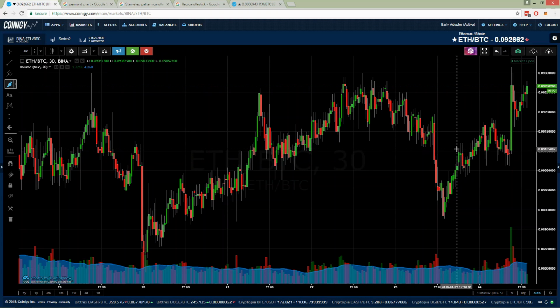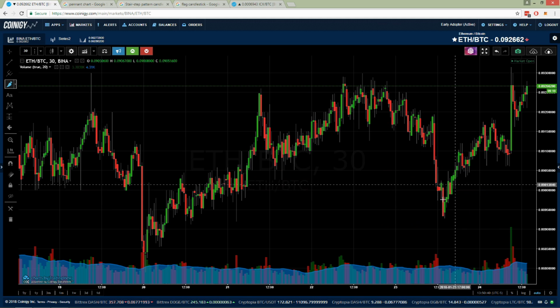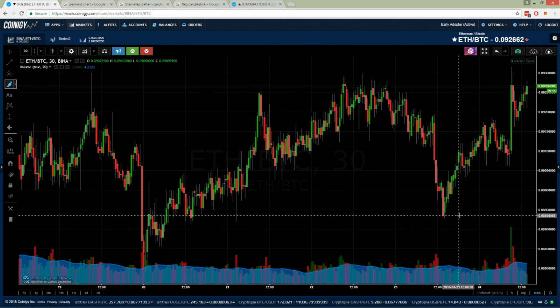Okay, now we see a flag here. So you could sell here, make some profit, but if you see this developing, this indicates that it's going to continue, and you can get a little more out of this.